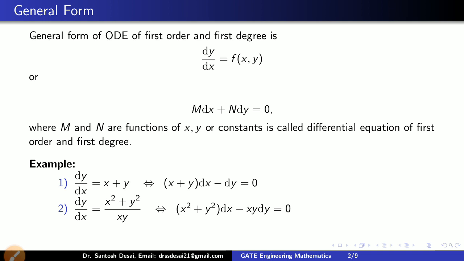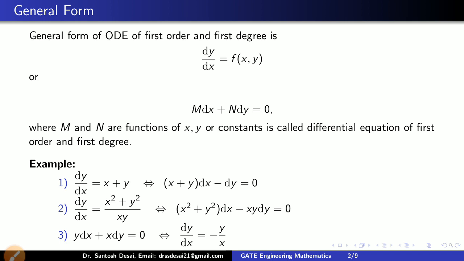Now consider an example in the form of M dx plus N dy equal to 0. So that is y dx plus x dy is equal to 0, and this you can write in the form dy by dx is equal to minus y upon x, and if you write in the form of dx by dy we will get minus x upon y.